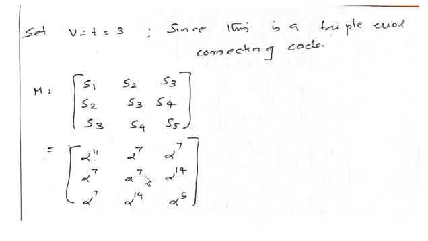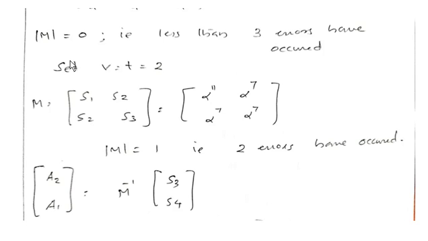For example, if it is alpha raised to 18, then you can convert it to alpha raised to 15 into alpha raised to 3, then alpha raised to 15 becomes 1, then remaining is alpha raised to 3 only. Then you can substitute alpha raised to 3. So this way we can find this solution. So after finding this, you will get that determinant is equal to 0. So we can say that there is no 3 errors in that received vector.